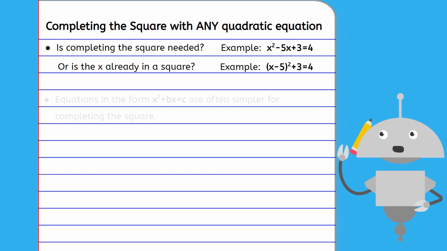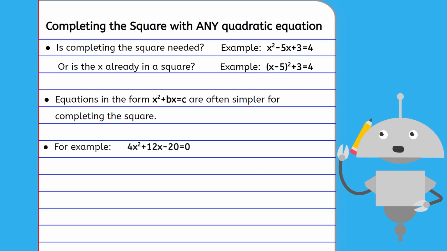Another good note to have in mind is that equations in the form x squared plus bx equals c are often simpler for completing the square. For example, if we have the equation 4x squared plus 12x minus 20 equals 0, we could first divide both sides by 4 and then add 5 on both sides. Now it's in a great form to start completing the square. And there you go. You now have all the necessary tools to solve any quadratic equation, no matter what form you have it in at the start.